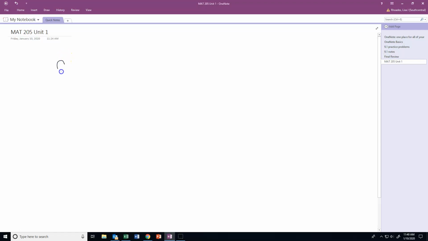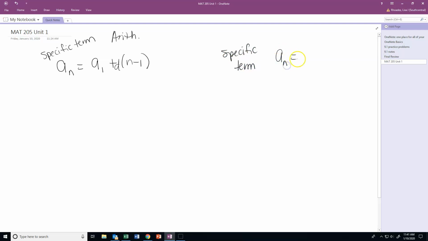The first one is for an arithmetic sequence, and you take the first term, add n minus 1 multiplied by d. So this stands for just finding a specific term. Formula for a specific term. Now that's for arithmetic. Now for geometric, same thing. This time you take the first term, multiply it by the common ratio, and your exponent is always n minus 1.